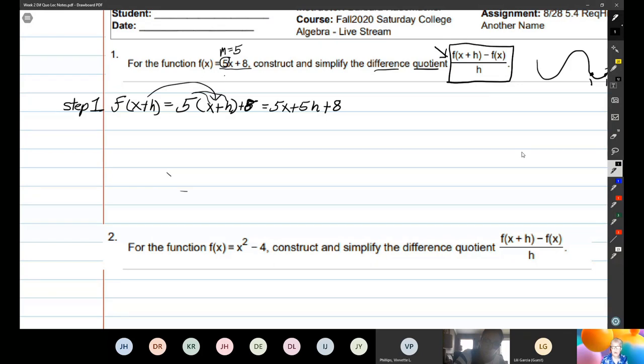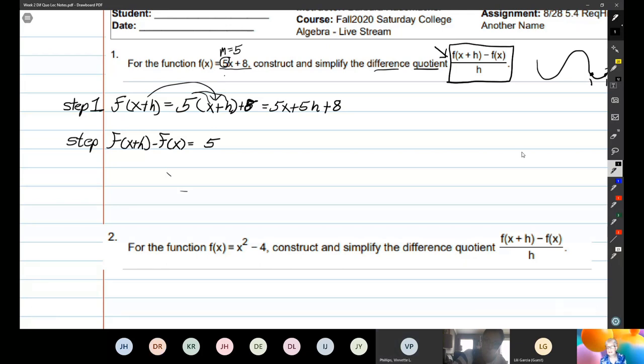Okay, now look at this numerator here. I have to find out what f of x plus h minus f of x is. That's my second step. So step two is to find out what f of x plus h minus f of x is. Well, I know what f of x plus h is. It's 5x plus 5h plus 8.